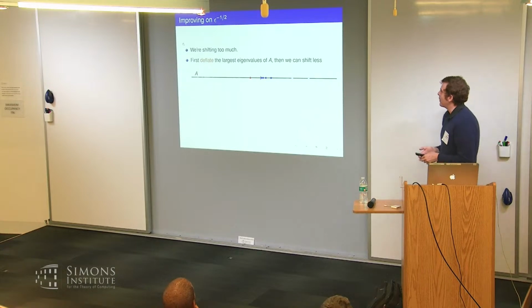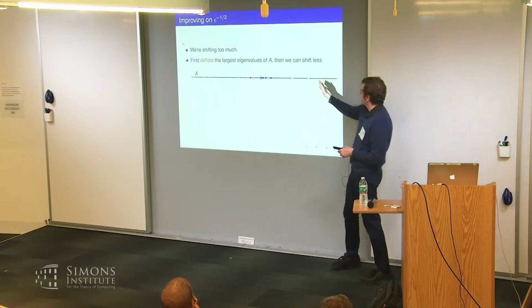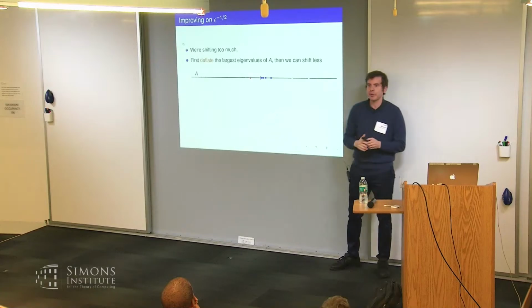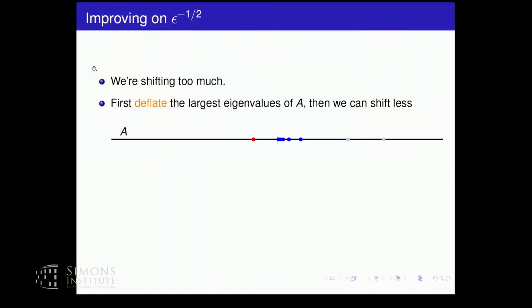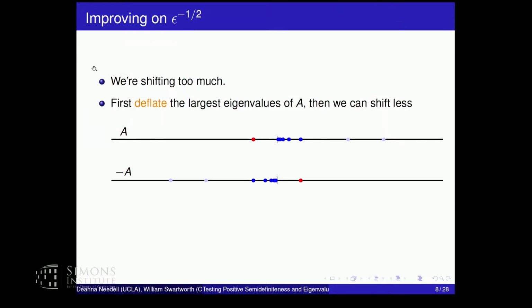And so the idea is, what if we could somehow first deflate, that is, zero out the largest few eigenvalues of this matrix, and then perform this process? Then we would have to shift less, because if these eigenvalues go away, repeating the same procedure where we negate and then shift, we see that we shift by less here. Okay, so maybe we can try to balance the number of matrix vector products we need to deflate together with this algorithm that we just presented.